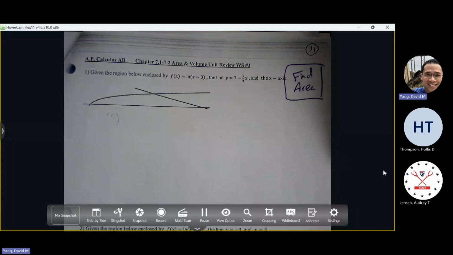All right, let's start off with number one. Sorry, did not indicate the direction there. I meant to say find the area. So find area. There's two ways that we can go about doing it.